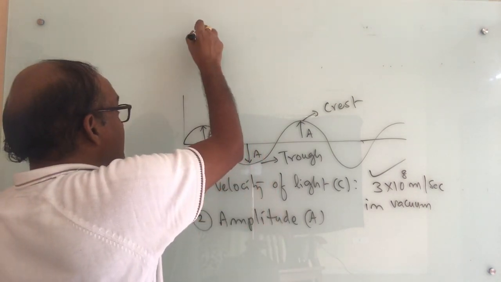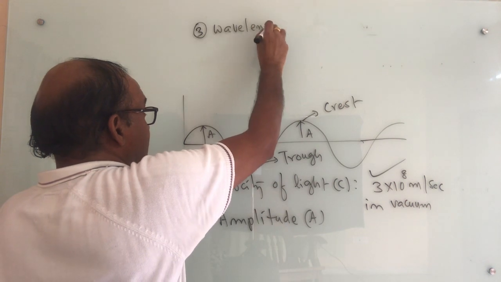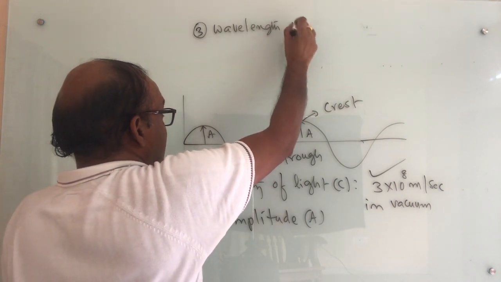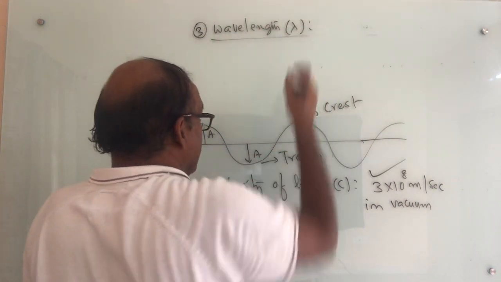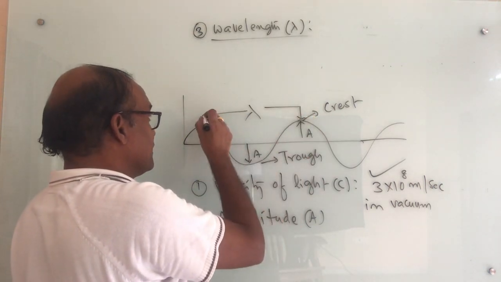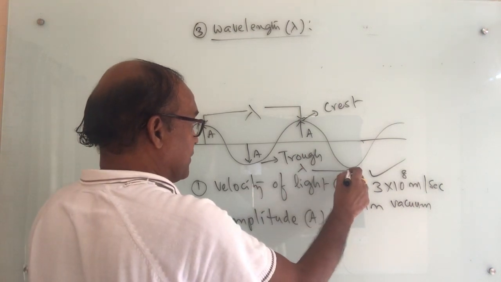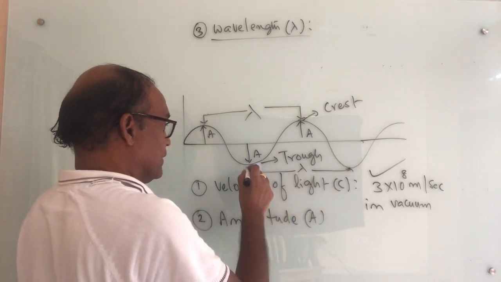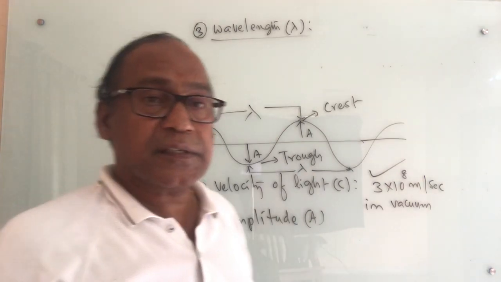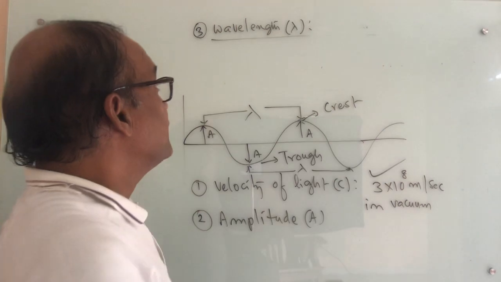Third one is the wavelength, lambda. It is the distance between two successive crests or troughs along the line of propagation. I repeat, it is the distance between two successive crests or troughs.